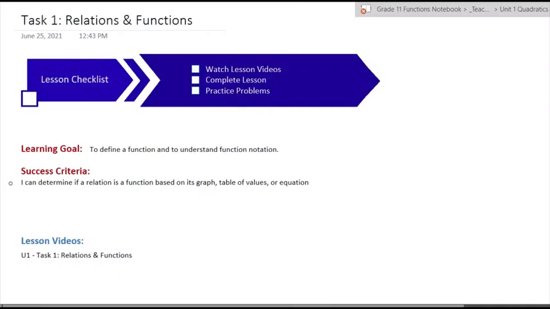This lesson will cover relations and functions. The learning goal is to find a function and to understand function notation. Your success criteria is you can determine if a relation is a function based on its graph, table of values, or equation.